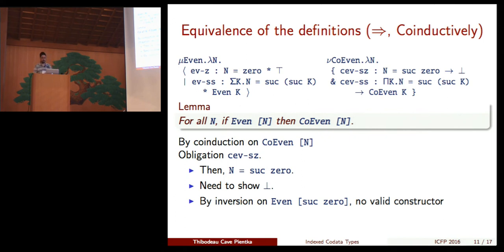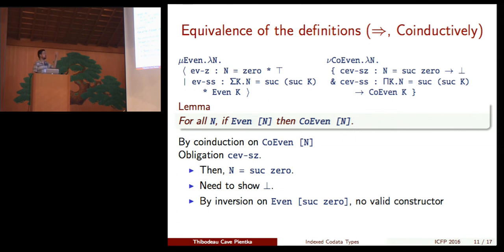So in this case, we do it by co-induction on co-even n. And so we have two obligations we need to fulfill. One is CVSZ, and the other one is CVSS. For the first obligation, we learn that n is equal to successor of 0, and then we need to show bottom. This at first can look difficult, but we can simply do an inversion on even on the input, which is now the successor of 0.